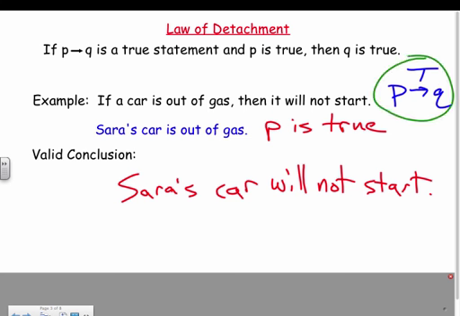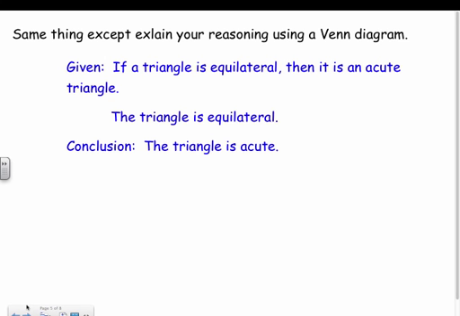Okay, so if the condition is true, like it was here, P has to be true. The first statement, the hypothesis, has to be true in order for us to conclude that the Q is true. So like here we're going to use the law of detachment correctly, but we're going to explain our reasoning using a Venn diagram this time.